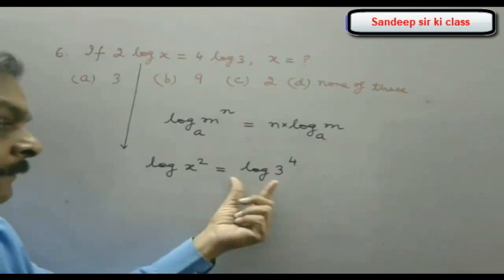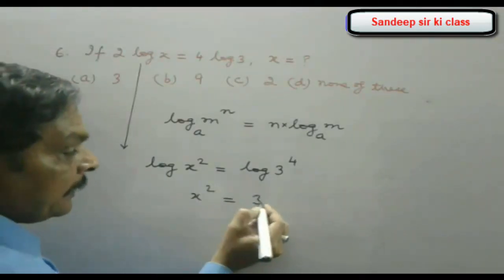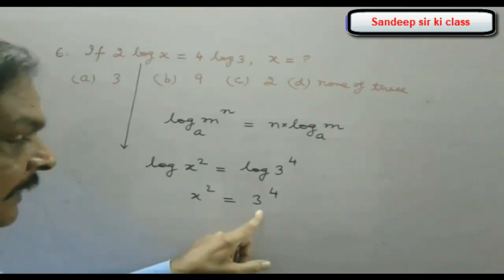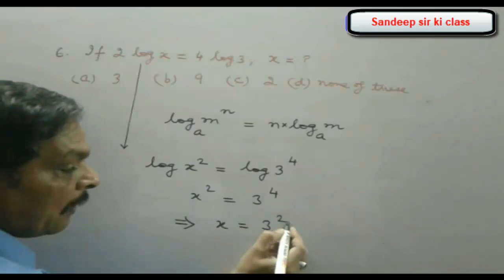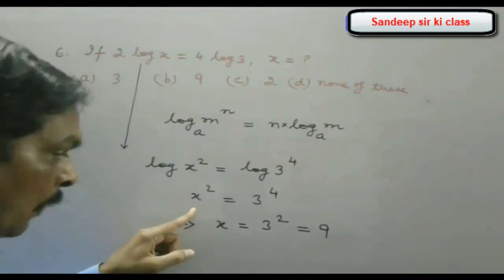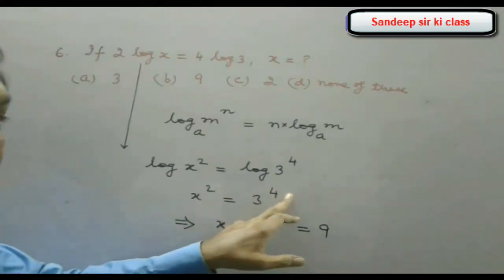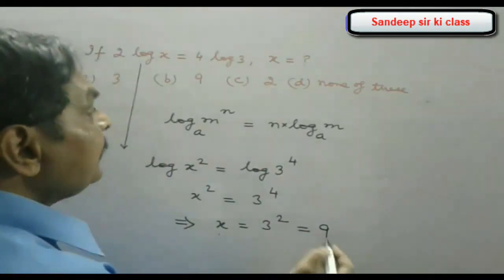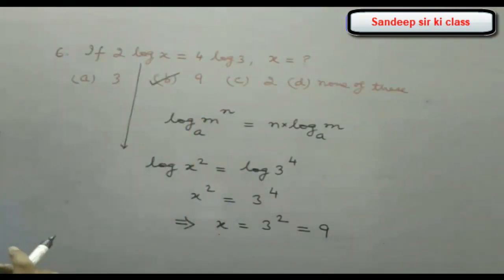Now log is there on both sides. So x square will be equal to 3 raised to the power 4, which gives me that x is equal to 3 to the power 2, which is 9. I have taken square root on both sides. So square root of x square is x, and the square root of 3 to the power 4 is 3 to the power 2, which is 9. So the value of x is 9. That is our option B, the correct answer.